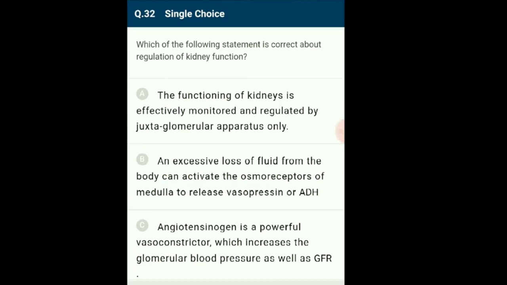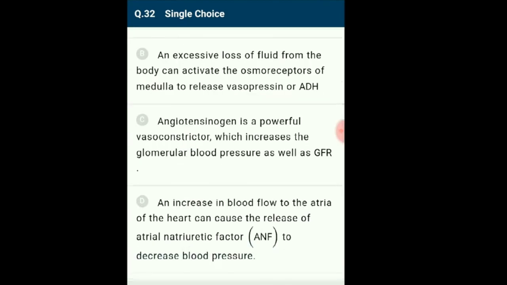The functioning of kidneys is effectively monitored and regulated by the hypothalamus, juxtaglomerular apparatus and, to a certain extent, the heart. An excessive loss of fluid from the body can activate the osmoreceptors of the hypothalamus to release vasopressin or ADH from the neurohypophysis. Angiotensin 2 is a powerful vasoconstrictor which increases the glomerular blood pressure as well as glomerular filtration rate. So the answer for this question is option D.